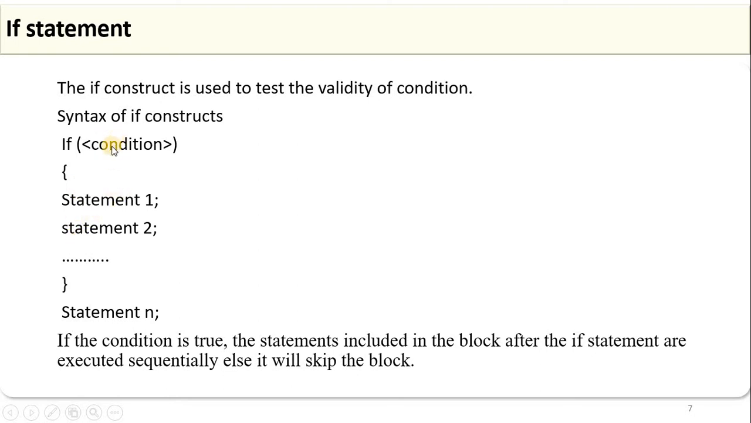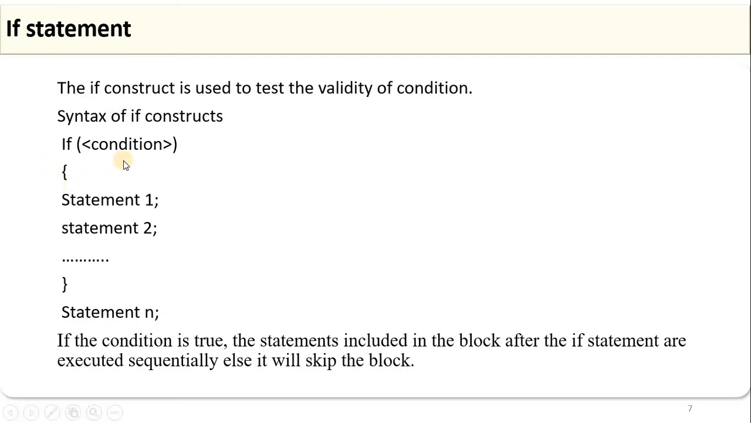Here, if the condition becomes true, or the expression becomes true, then only the control flow will enter into the if block, and it will execute the statements within this block sequentially. After this, it will come out of the if block and then execute statement n, or the statement immediately after this if block.